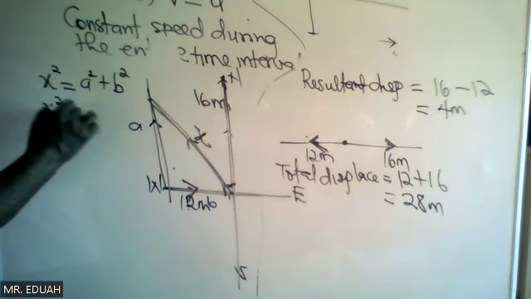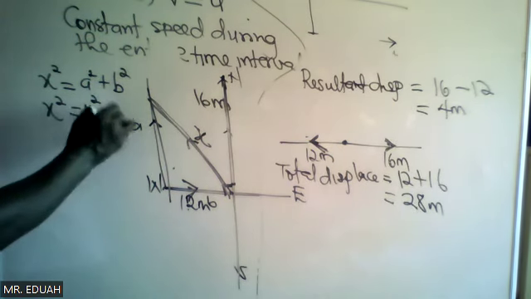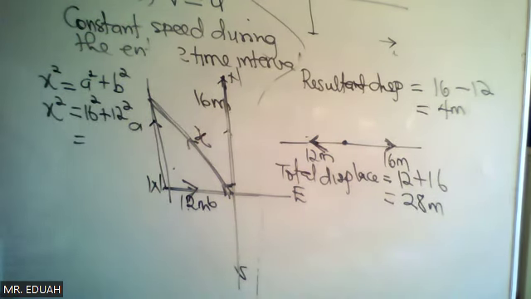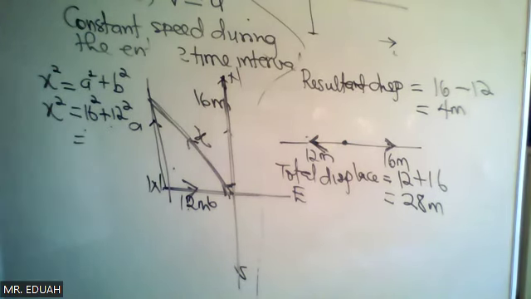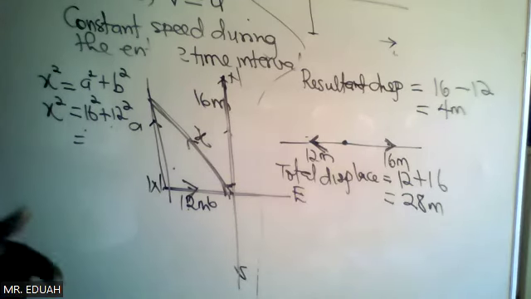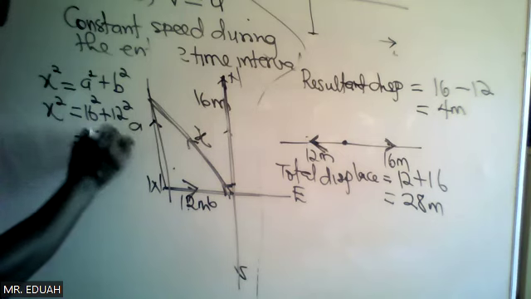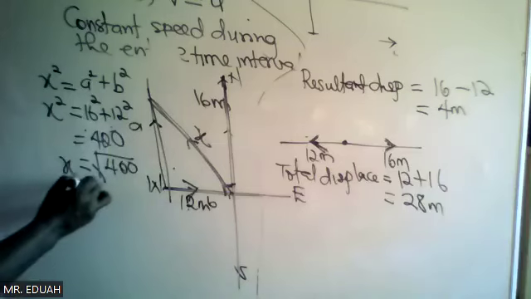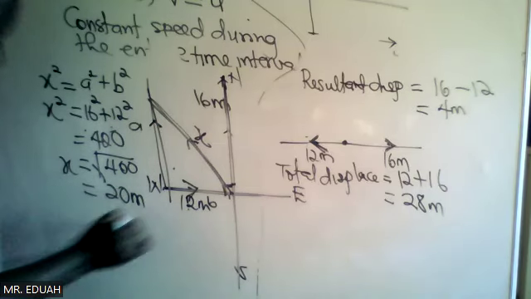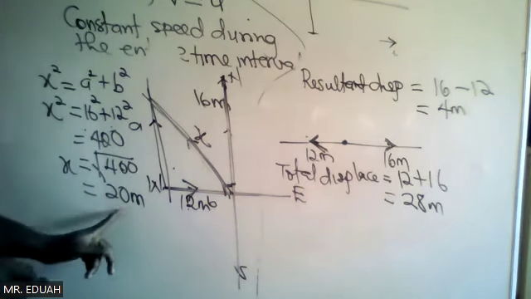Therefore, x squared will be equal to a, which is 16 squared, plus b, which is 12 squared. Square 16 and then add it to 12 squared and give me the final answer. What is 16 squared plus 12 squared? Yes, 400. Therefore, x is equal to the square root of 400, which is 20. So the resultant of such interaction will be 20 meters.